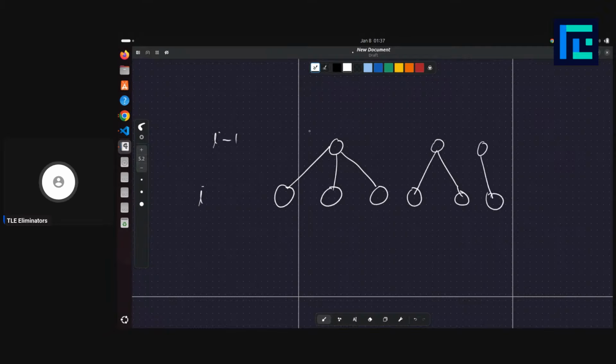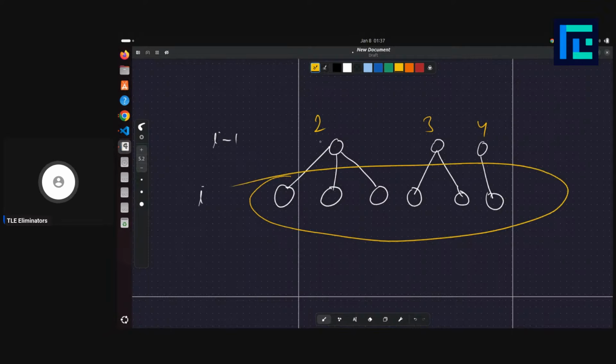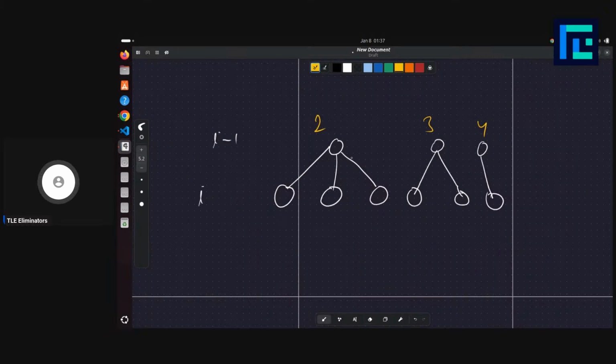I am only drawing these two levels here. There will be more nodes up here, but I'm not drawing them. I am only focusing on these two layers, right? So let's say I have colored them in some color. Let's say I have colored these as 2, 3, and 4, right? So I need to color these nodes such that there are no nodes which have the same color as the parent, right? I just want to ensure that these 3 nodes don't have color 2, these 2 nodes don't have color 3, and this node doesn't have color 4, right?